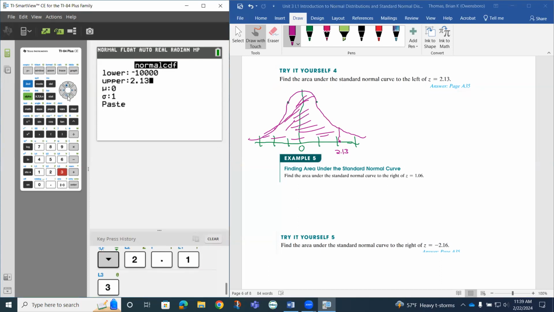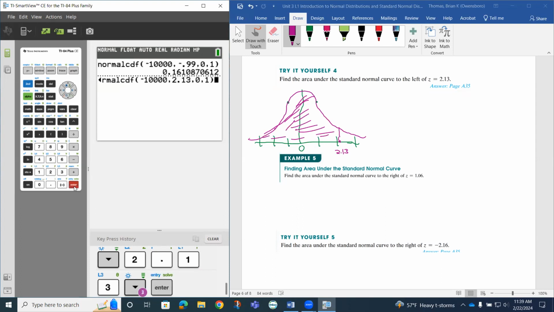Again, since we're doing standard normal, the mean is 0, the standard deviation is 1. So we put those in there, and that'll give us the area. Notice that we are close to the area of the whole curve. So our answer would be 0.9834. That would be the area of the curve.